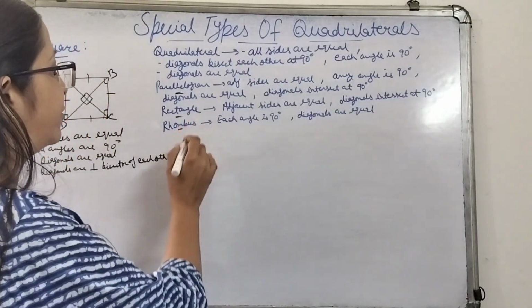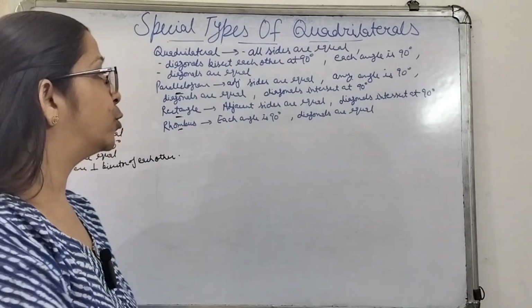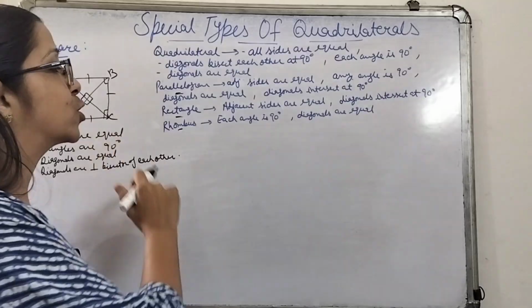Now, if a rhombus is given to us and it is said to prove whether the given rhombus is a square or not.